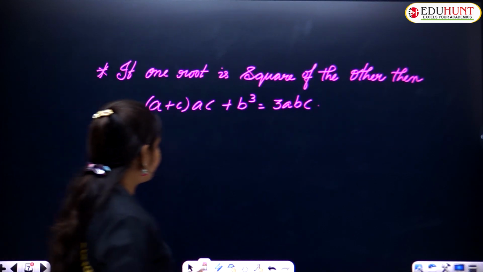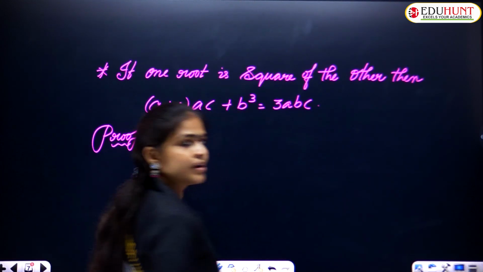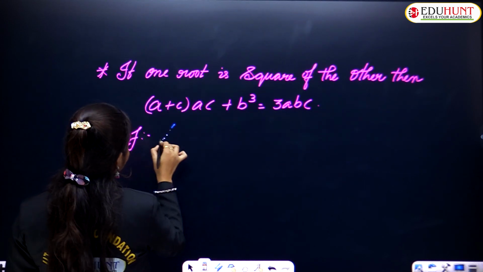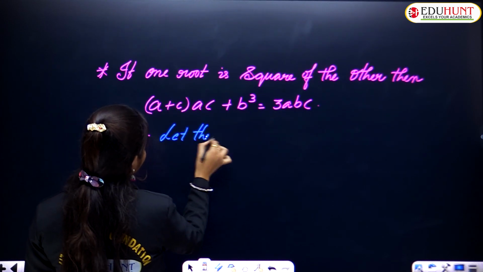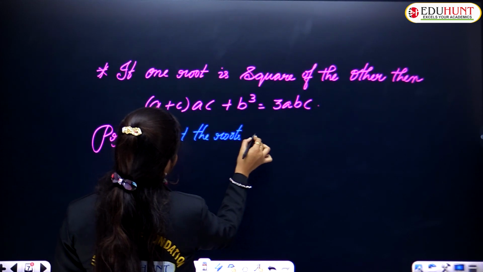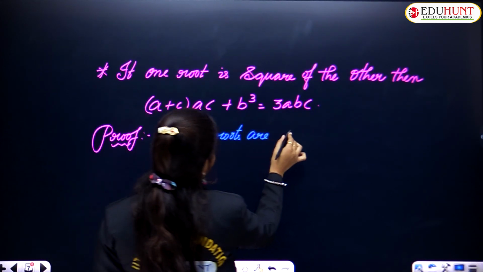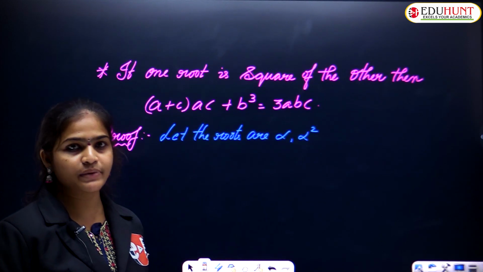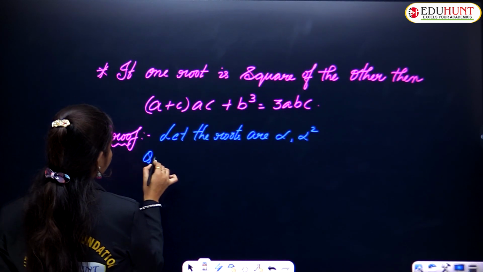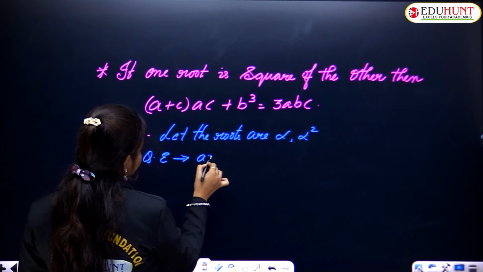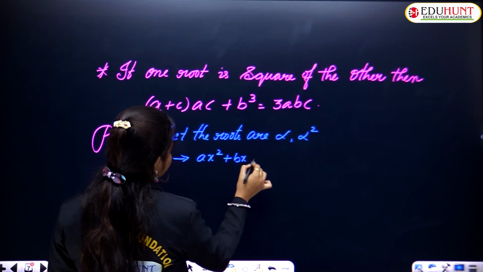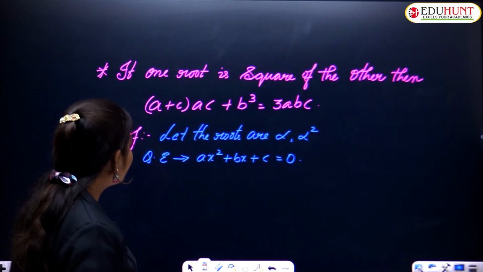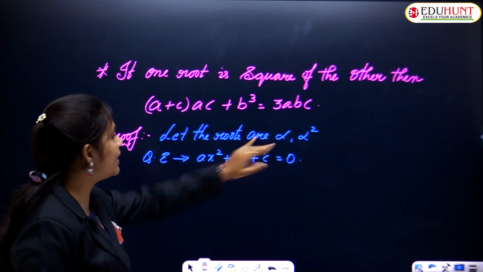So what is the proof? How did we get that condition? See here what they are saying: one root is the square of the other. So let the roots be alpha and alpha square. Now the quadratic equation is ax square plus bx plus c is equal to 0, right? So here let the roots be alpha and alpha square.